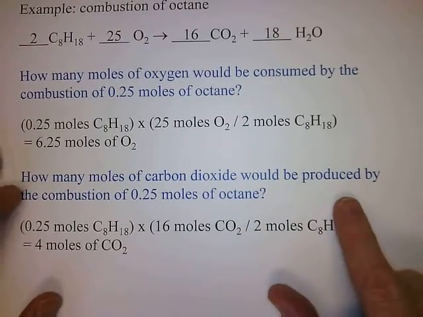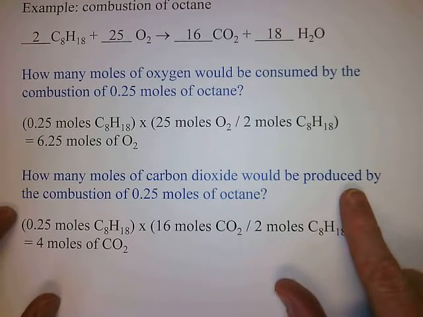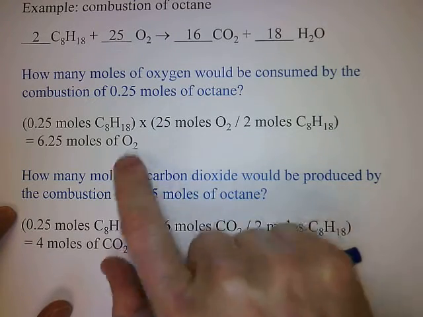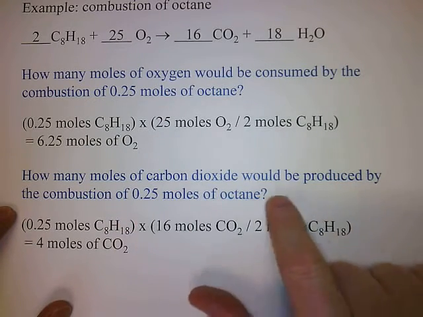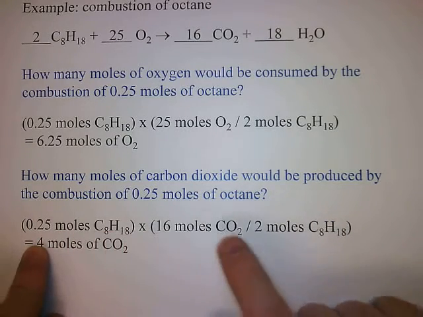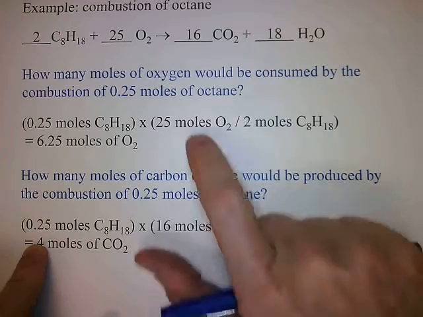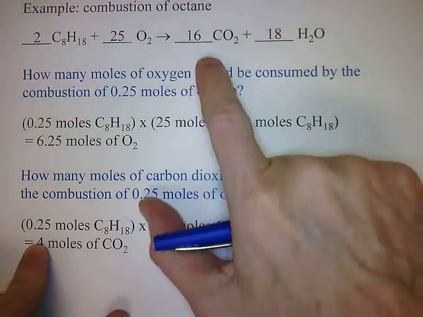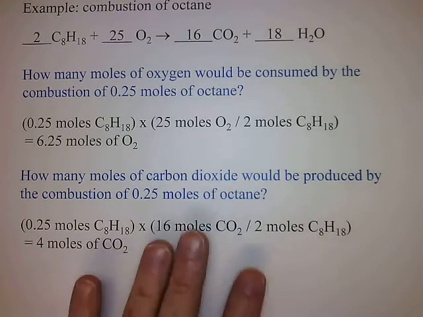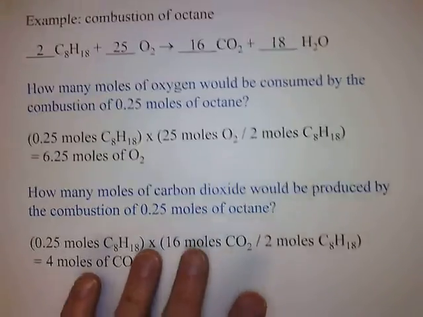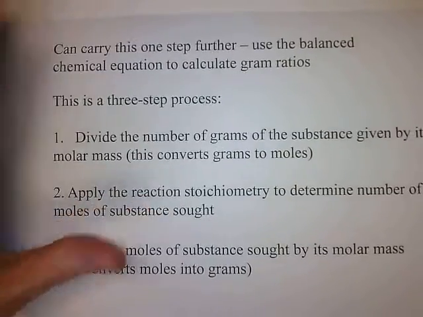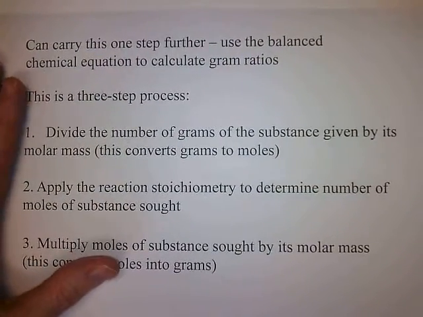Or we could do the same thing for the carbon dioxide. How many moles of carbon dioxide would be produced by the combustion of 0.25 moles of octane? So we take 0.25 moles of octane times the mole ratio, 16 to 2, which is basically 4 moles of carbon dioxide. But that's not really where we want to go with this. That's just an intermediate step.